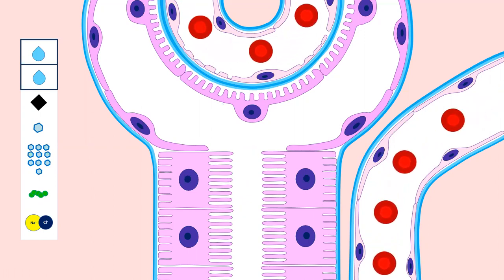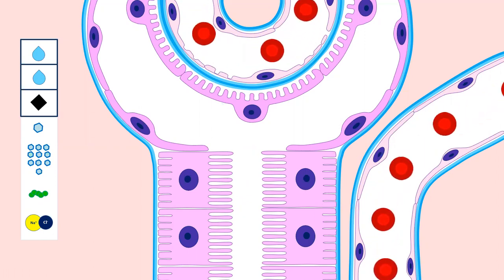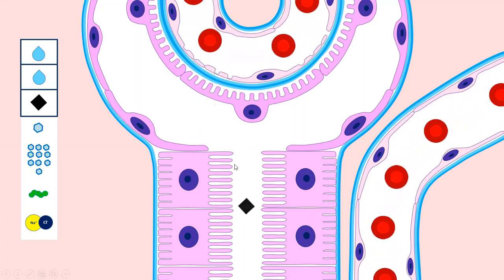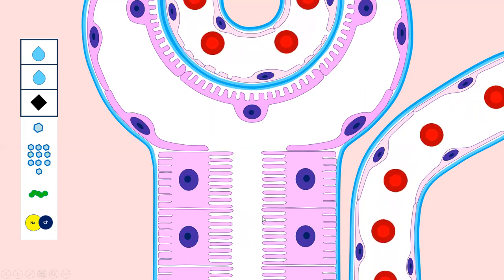Also, we have waste products here. They are filtrated and they enter into the blood plasma, they enter into the primary urine, and they pass through the proximal tubule without any absorption.